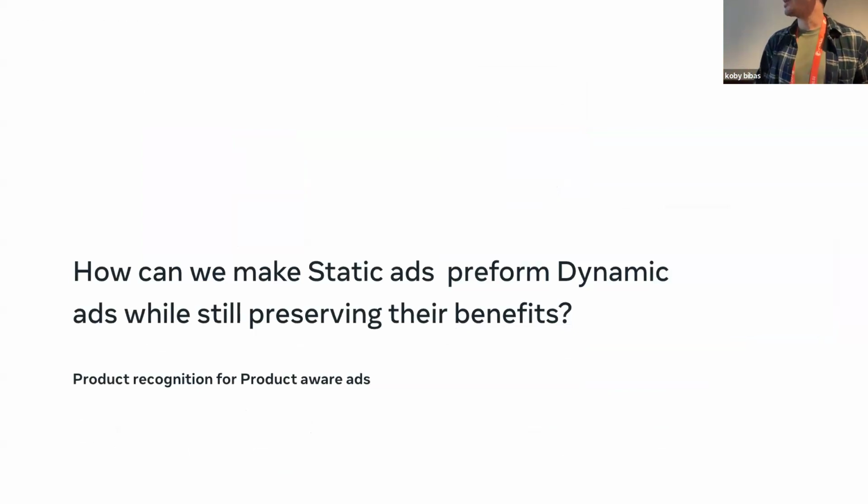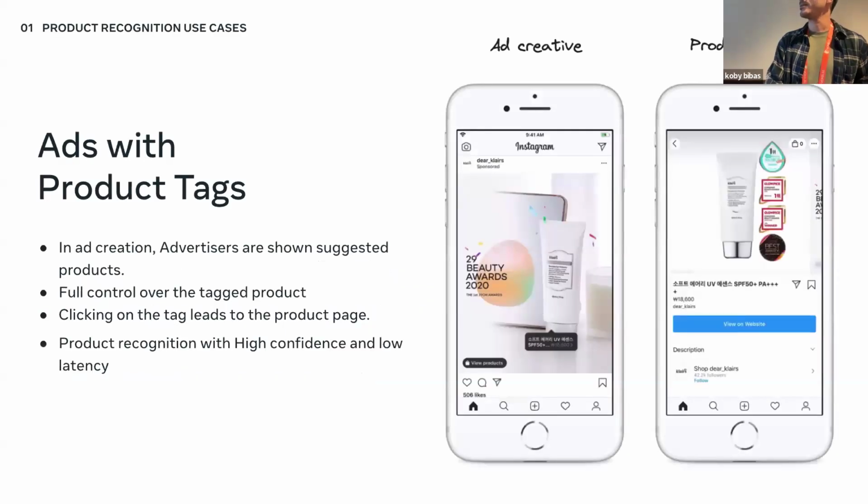So the question is how we can make static ads perform as good as dynamic ads, but still preserving the brand of the advertisers. And the solution we think is product recognition for product-aware ads, so that we are aware of the product ID in static ad. Let's see some ad format that aligns with that.